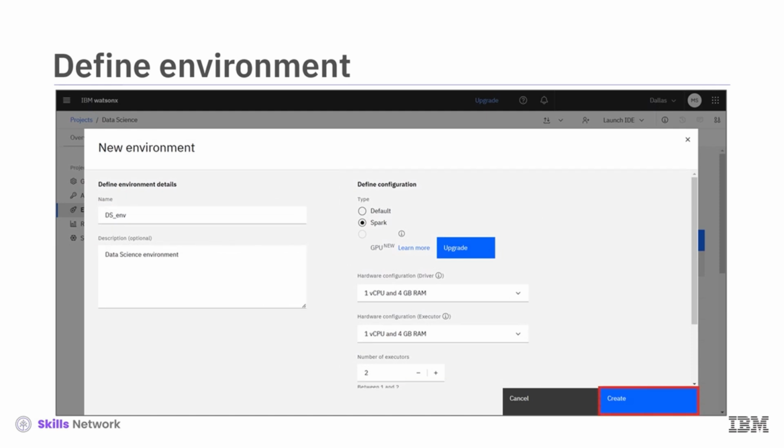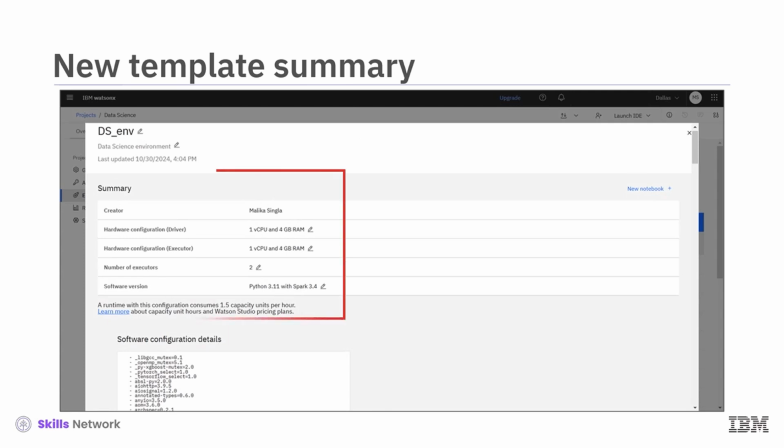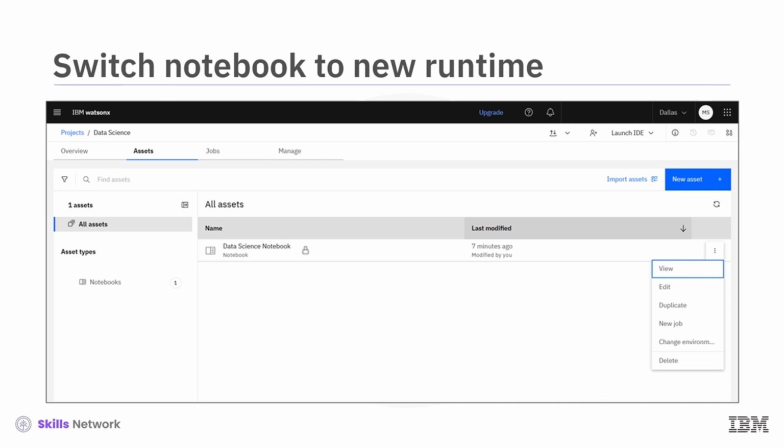Then click Create to create the environment. The newly created environment will appear at the top. A summary and software configuration details of the new template will be displayed. To change the current runtime to the newly created template runtime, click the Assets tab, and then select the new notebook you created. If you see the lock icon, unlock it and select the notebook again.